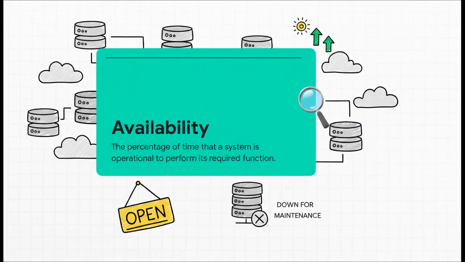Now let's contrast that with availability. This one's a bit more straightforward. It's basically just a measure of uptime. What percentage of the time is the system online and ready to do its job? Think of it like a shop's open for business sign. If the sign is on, it's available. If it's off, maybe for maintenance, it's not.